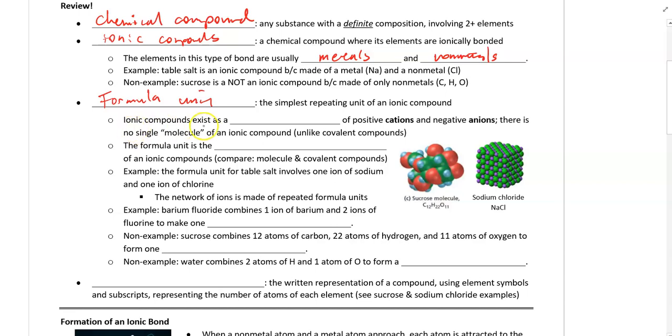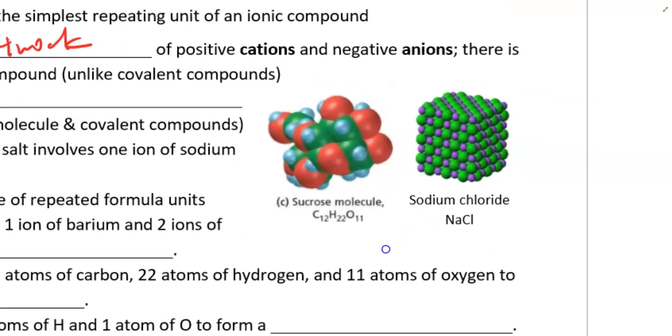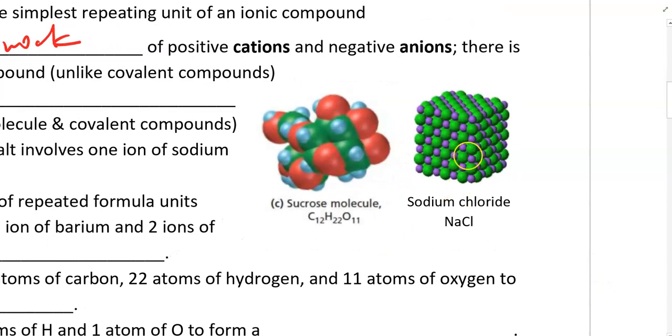So these ionic compounds exist as a network, right? A network of positive cations and negative anions, where I can't really find an individual molecule. So let's zoom this in a little bit. So our friend sodium chloride here, this has been shown a couple of times, where you have a couple of different purple and green atoms. And these purple and green atoms, they're not really a single isolated unit. They're all part of this giant network.